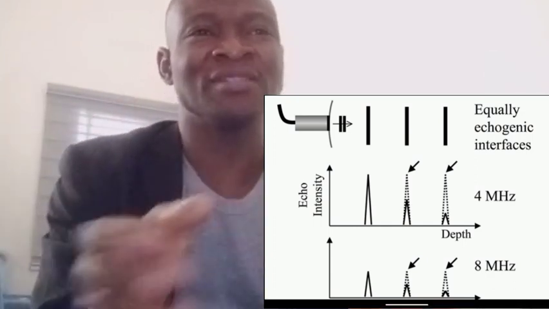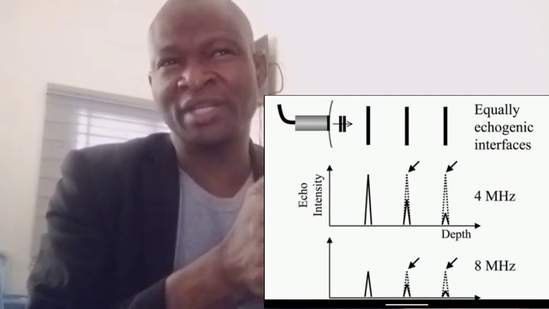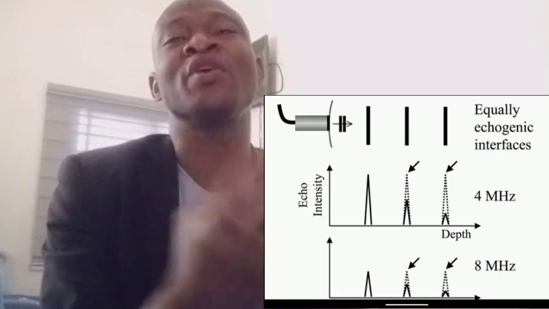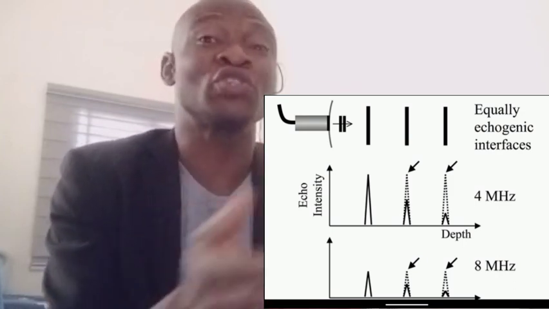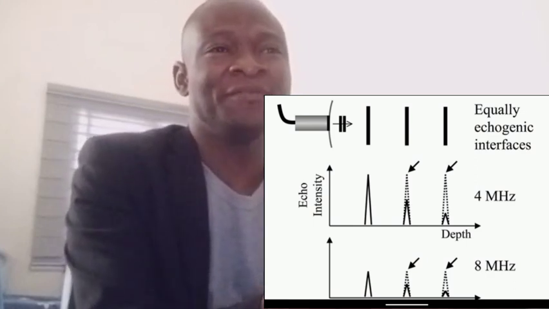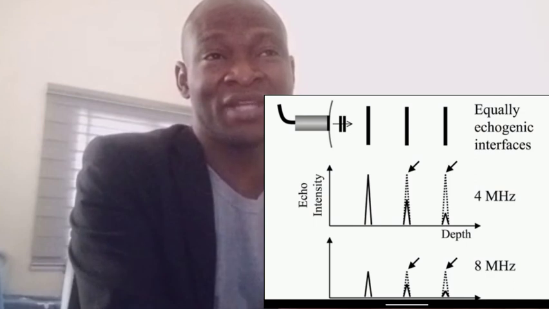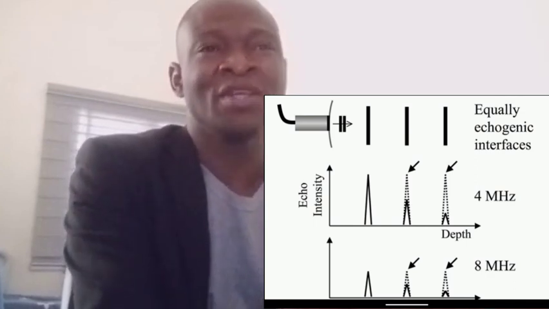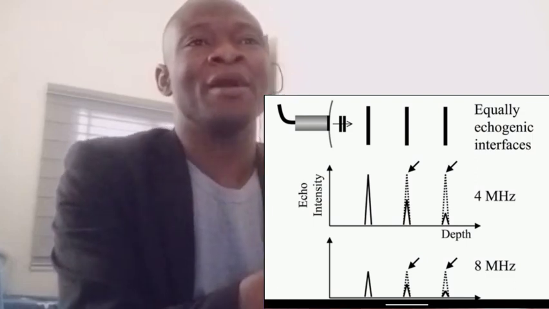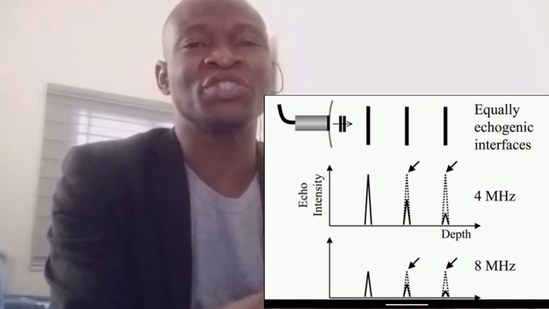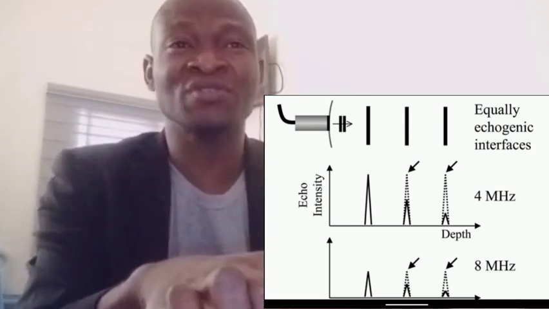So what we see is the first object will have a stronger amplitude, stronger intensity, because it's closest to the origin of sound, which is the transducer. So we have a stronger echo returning. Now, due to reflection and refraction and all those things, attenuation occurs.